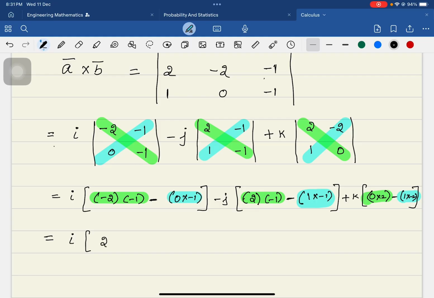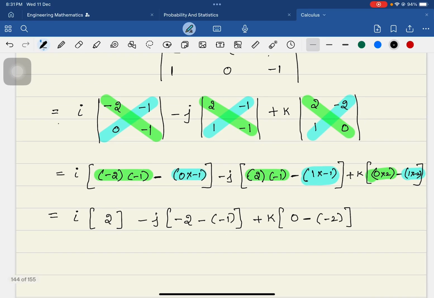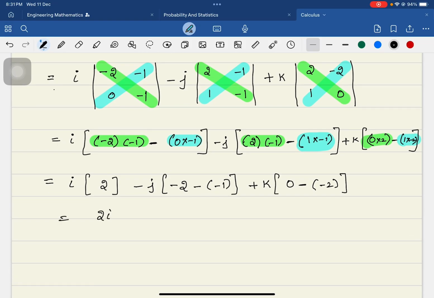Now minus 2 into minus 1 is 2, minus 0. Minus j times 2 into minus 1 is minus 2, minus of 1 into minus 1 is minus 1. Plus k times 0 into 2 is 0, minus 1 into minus 2 is minus 2. So now the value gives you 2i. Let us be careful while there are more negative signs, a little more alert. So that is minus 2, minus of minus 1 plus 1, plus k times minus of minus 2, that is 2.